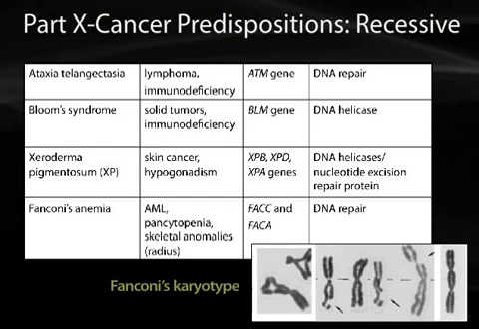Fanconi's anemia shows a predilection for AML. You also see pancytopenia, that's where the anemia comes from, and skeletal anomalies such as a lack of radius. It's caused by mutations in the FACC and FACA genes, and again, these are involved in DNA repair.